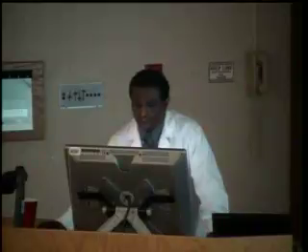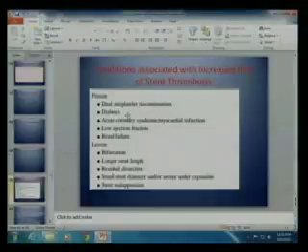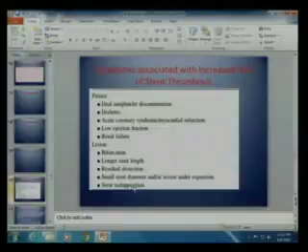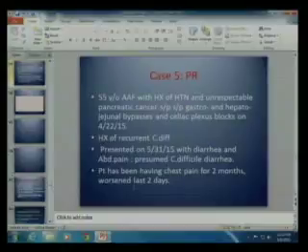So these are some of the conditions associated with increased risk of stent thrombosis: dual antiplatelet discontinuation, patients with diabetes, acute MI patients, low EF, renal failure, and we have some lesion subsets: bifurcation, longer stent lengths, residual dissection, and stent malapposition. These are the lesion characteristics and patient characteristics that can increase the risk of stent thrombosis.